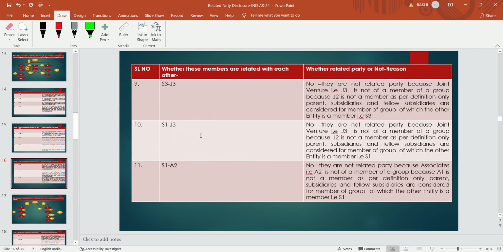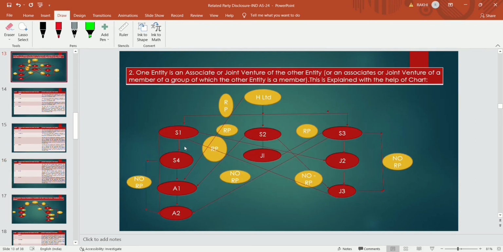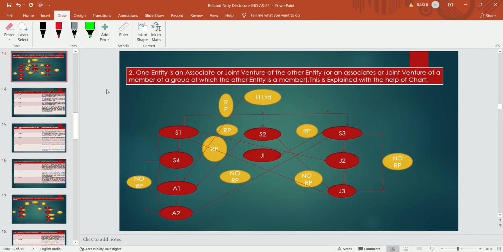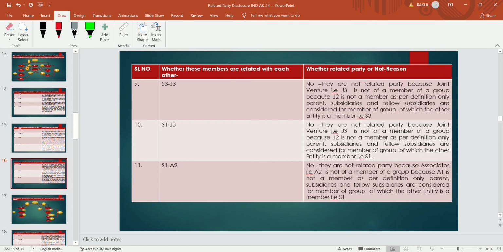S1 and J3, they are not related. Same definition, they are not related, because they are not in the same group. S1 and A2 are also not related, because they are not in the same group. Associate A2 is not a member of the group, because A1 is not a member. As per the definition, only parent, subsidiary and fellow subsidiary are considered, so it is not a member.